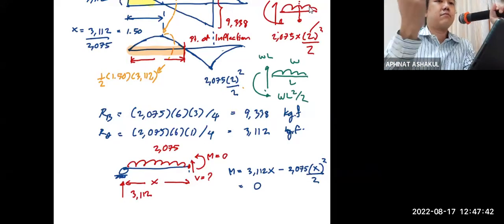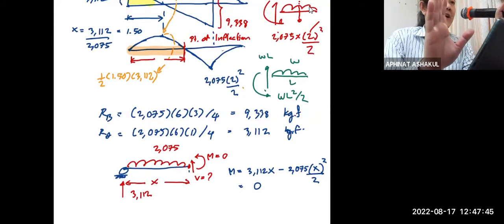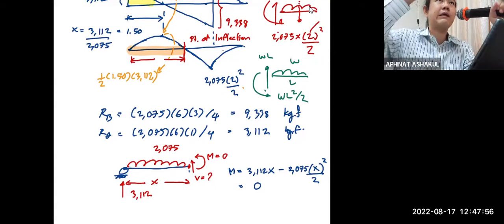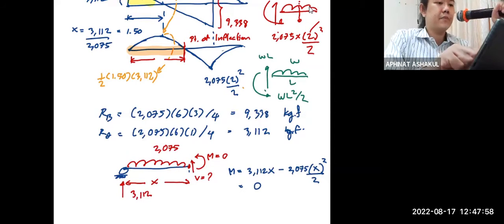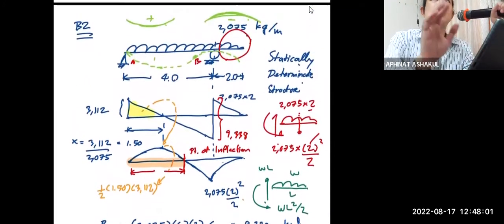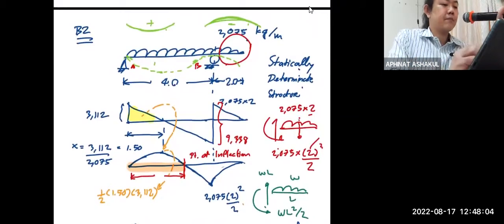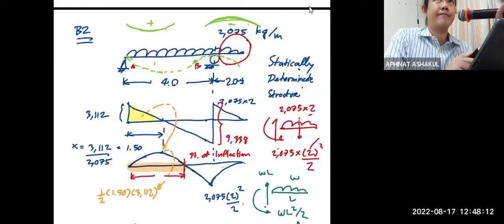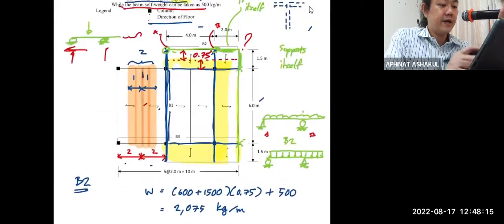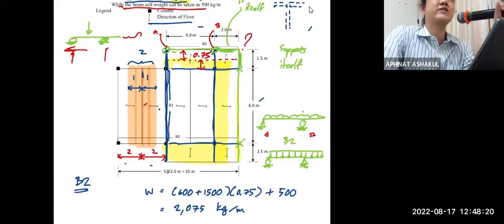Now we know the point of inflection. It's important because it's a location where the moment becomes 0. So it's a good point to connect your beams if your beam is very long and you cannot make it like one long beam. Okay. Now, the points A and B here. Remember, B2 has to be supported by B1 here and here. So that's where the reactions will go.